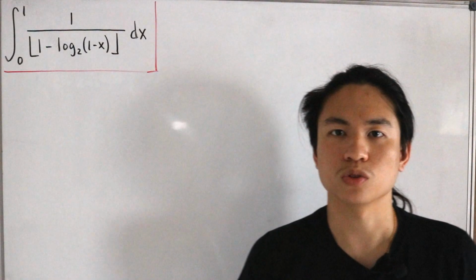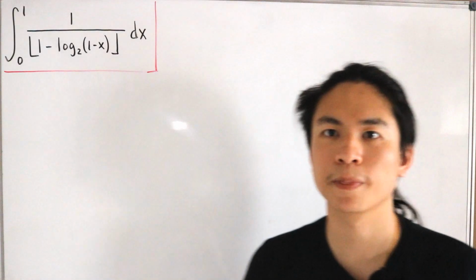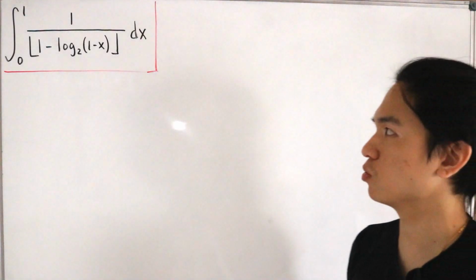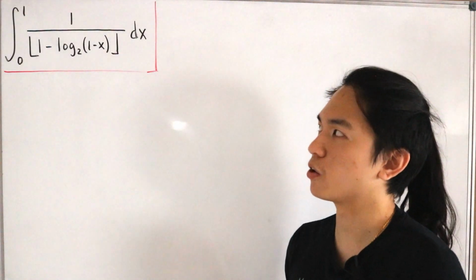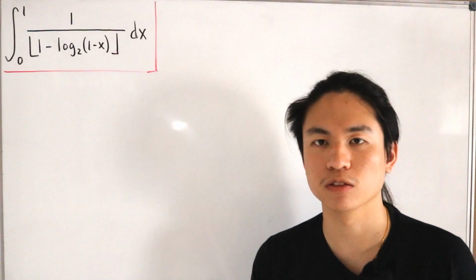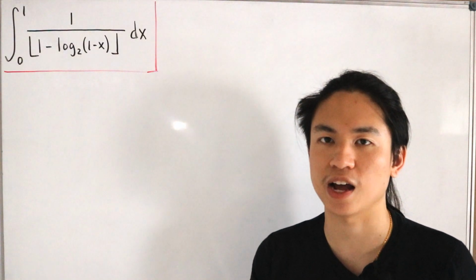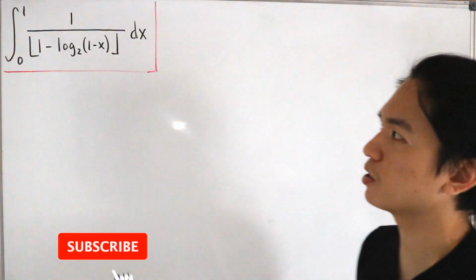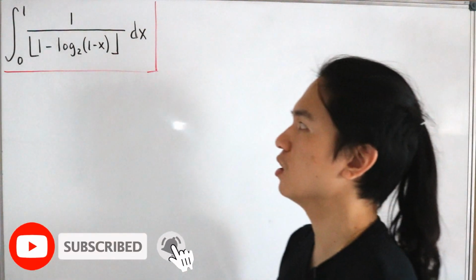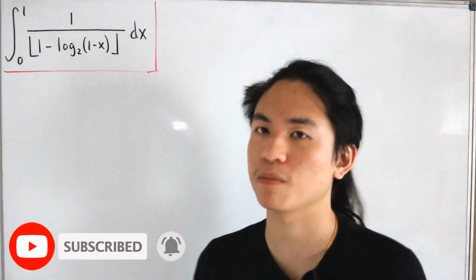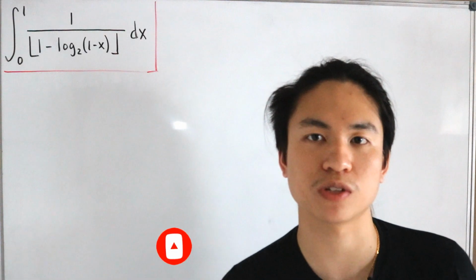Okay, so welcome back to another video. So here's a definite integral from 0 to 1, and our integrand consists of a log-based function inside of a floor function. So we have that our integrand is 1 divided by the floor of 1 minus log base 2 of 1 minus x, followed by the differential dx.